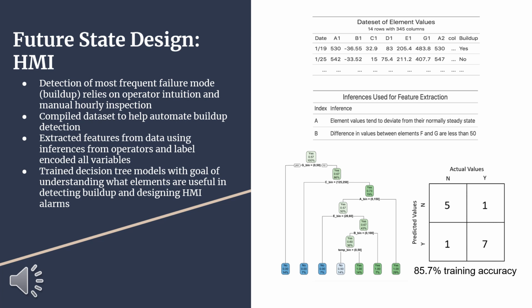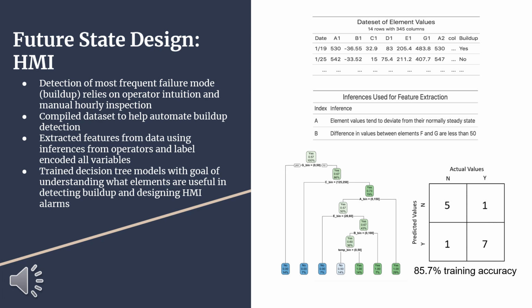We also extracted some features from our data using inferences from the operators. These inferences included that element values tended to deviate from their steady state during buildup, and that for 2 particular sensors, when their difference was less than 50, buildup had often occurred.